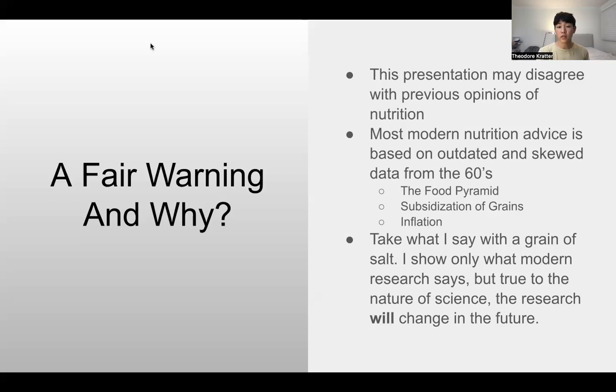A fair warning, this presentation might disagree with what you previously know about nutrition. Most modern nutrition advice is actually based on outdated data from the 1960s, and we don't even teach that much nutrition anyways. Some of this outdated data includes the food pyramid, which is probably one of the worst decisions ever publicized by the US government, the US subsidization of grains, and modern inflation, which allows the average person to get less access to nutrient-dense foods.